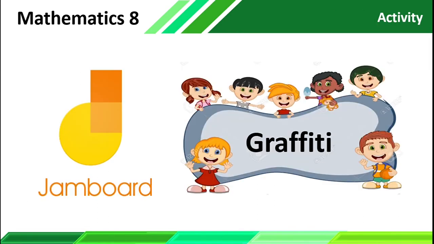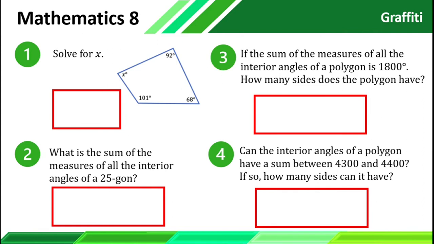Okay? Now, it's your turn. Pause the video for a while and answer the following questions. Number 1, solve for the value of x. Number 2, what is the sum of the measures of all the interior angles of a 25-gon? Number 3, if the sum of the measures of the interior angles of a polygon is 1,800, how many sides does the polygon have? And number 4, can the interior angles of a polygon have a sum between 4,300 and 4,400? If so, how many sides can it have? Pause the video and I will reveal the answers afterwards.